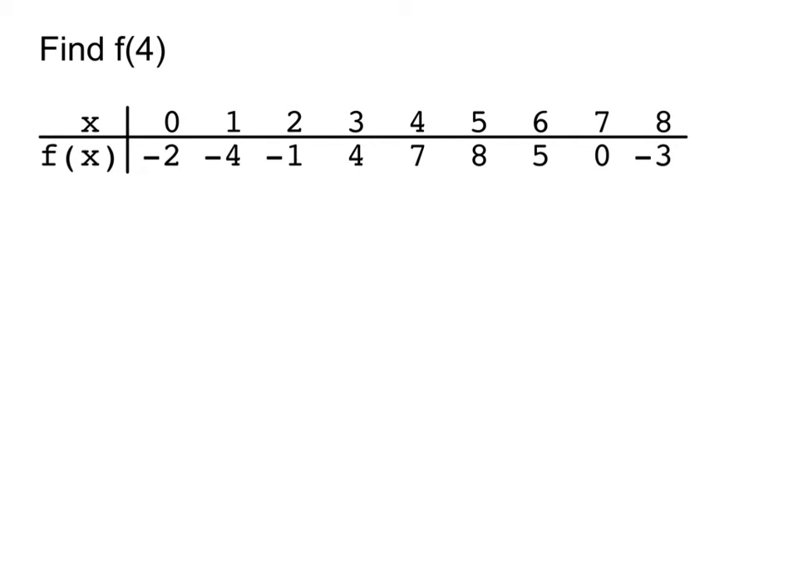All right, so for this one, we're figuring out what f of 4 equals. Now remember, whatever is inside of the parentheses, that is x. And so I go up to my table, I find where x is, and I'm going over to see where it equals 4. Happens right here. So if x is 4, f of x equals 7. Hence, f of 4 equals 7.